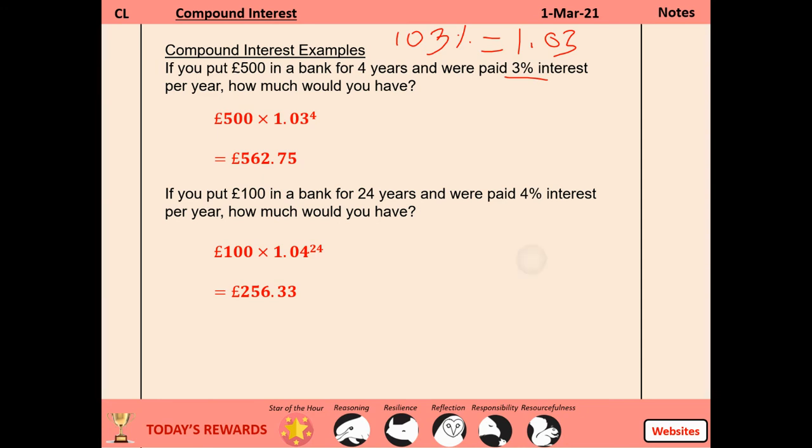Okay, so remember 4% interest. How do you work that out? You just add it on, so it'd be 104%. Okay, and then as a multiplier, you divide it by 100, and that'll be 1.04.